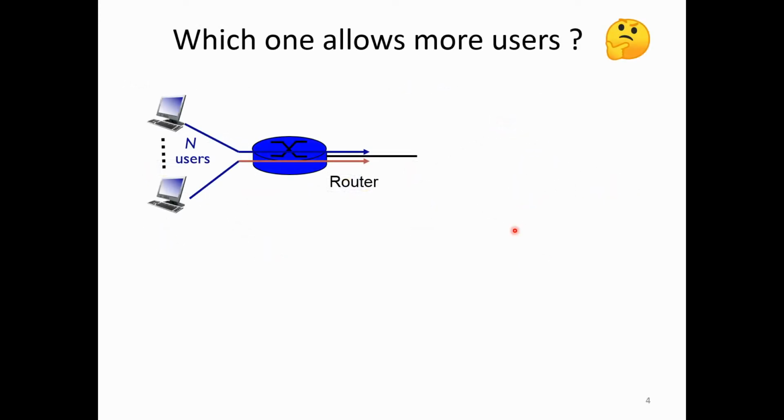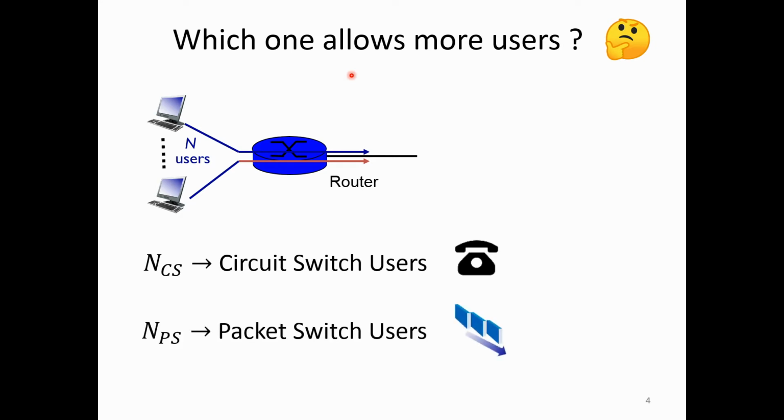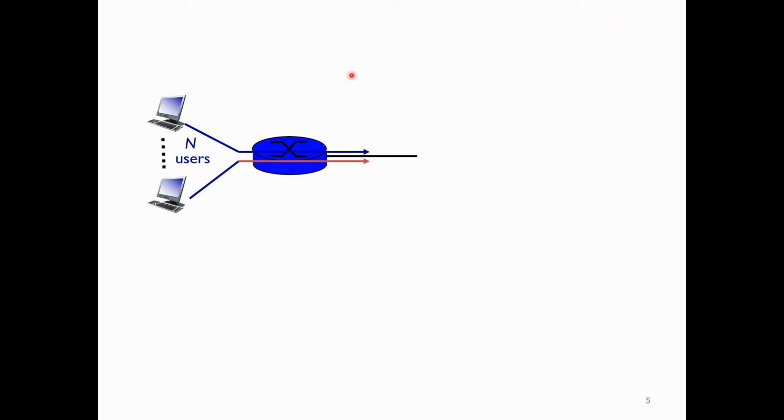One question that arises when choosing when to use packet or circuit switching is, which one is more efficient? Or, in other words, which one allows more users? Well, I'll use NCS to represent the number of users in circuit switching and NPS to represent the number of users in packet switching, and I will start by defining some information about this simple network.